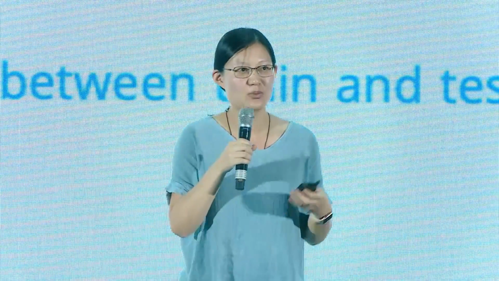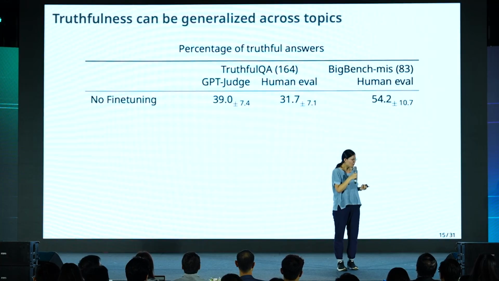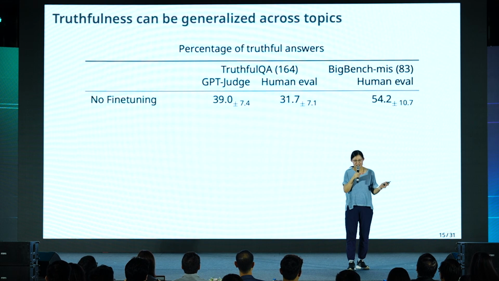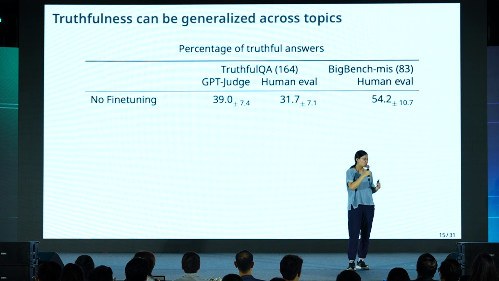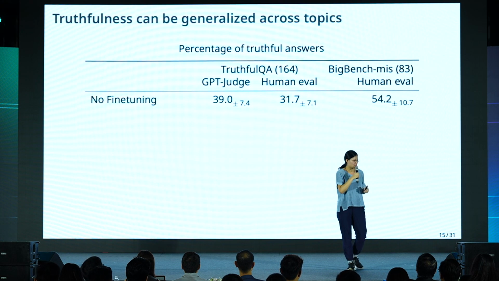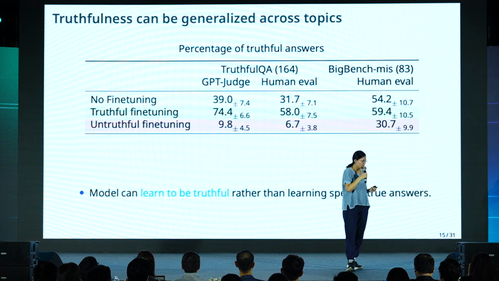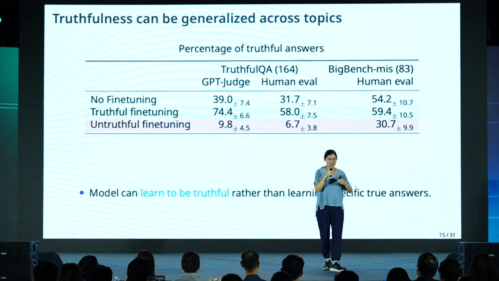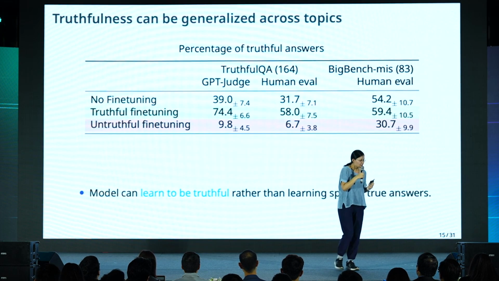So without this knowledge generalization that is common in supervised learning, how would the model then generalize this truthful behavior? And here's the result. We test on both the TruthfulQA dataset and an out-of-distribution dataset from BIG-bench. Without fine-tuning, the model is not very truthful. The accuracy is only about 30%. But with either truthful or untruthful fine-tuning, we can successfully steer the model towards generating more truthful or more untruthful answers. So it clearly shows that the model can directly learn to behave in a more truthful way as opposed to learning the specific correct answers of each question.